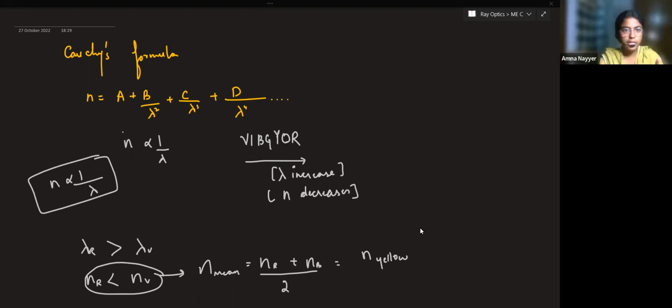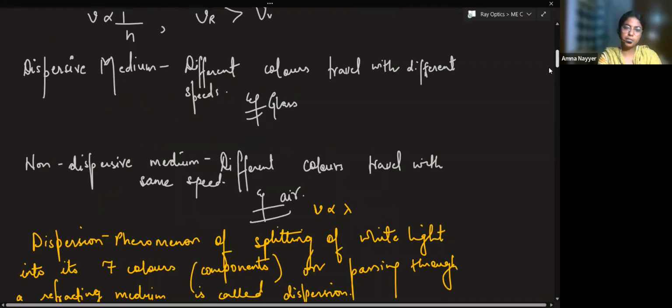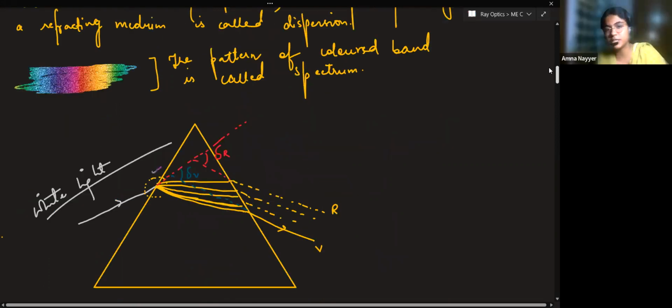Okay, class. So Cauchy's formula, we did. Dispersive power, we did. See, before, non-dispersive medium and dispersion we had done. In this, what was left was what happens to the dispersion through a prism, that we didn't do.